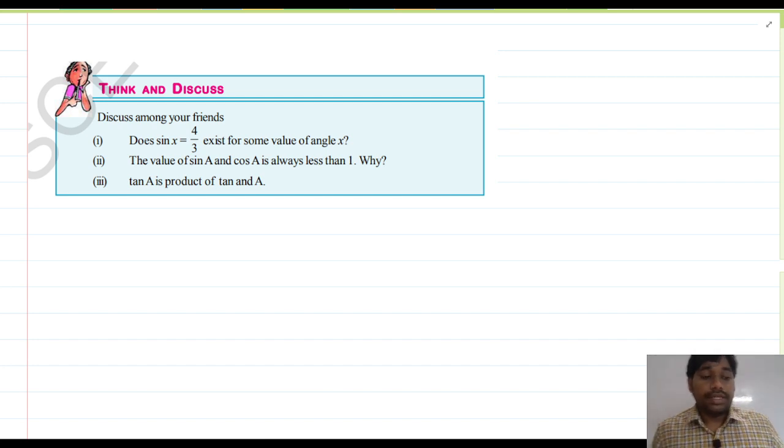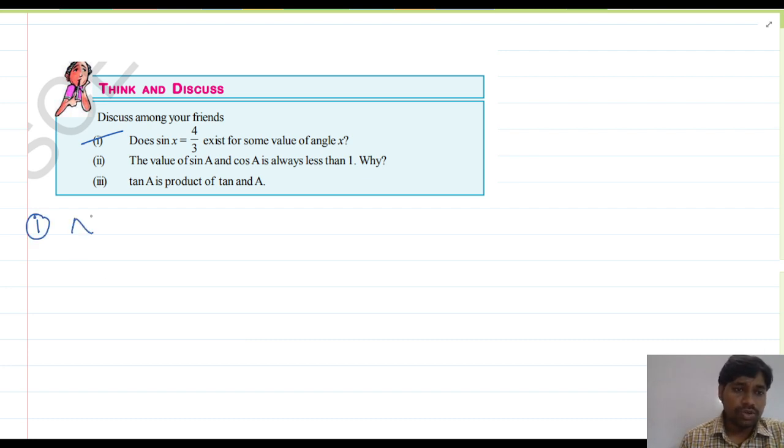Think and discuss related questions. If you properly observe, some conclusions we can make. What are the conclusions? Does sin x equal to 4 by 3 exist for some value of x? Is it exist or not? They are asking. Absolutely no, we can say. The answer is no, it does not exist.